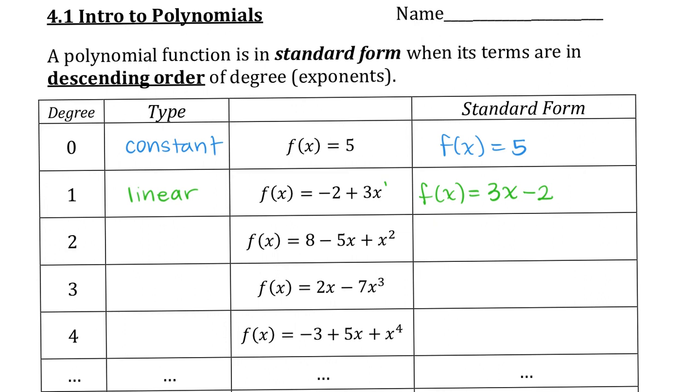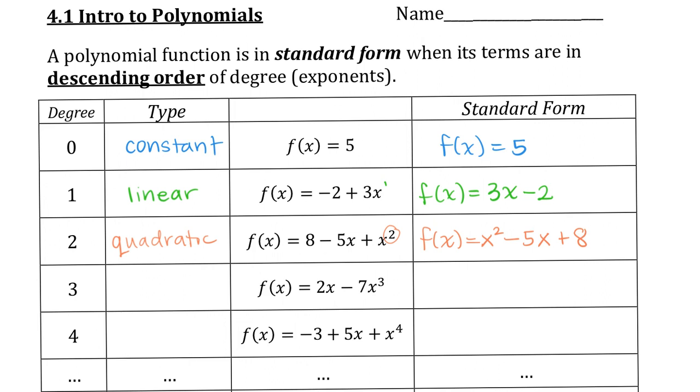Okay, for the next one. Degree 2. It's degree 2 because if I look at this polynomial here, the term with the highest degree is right here, and it has a degree of 2. Degree 2 is quadratic, which is what we spent most of last chapter on. Let's put it in standard form. Highest degree, x squared. What's next? Minus 5x, and then that's a positive 8.